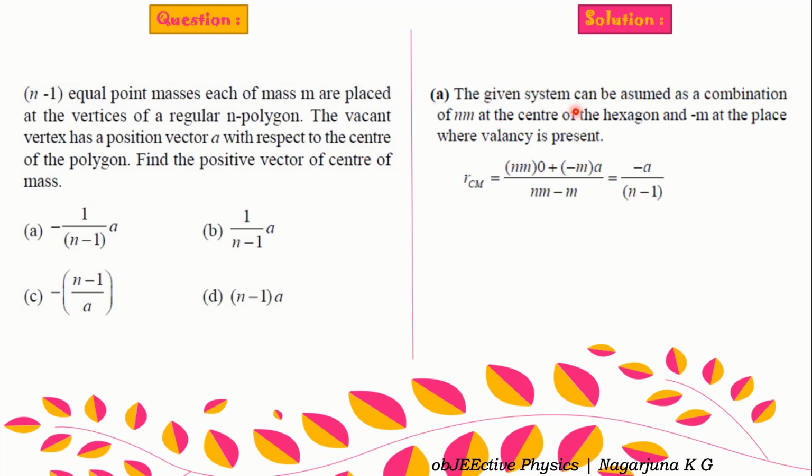The given system can be assumed as a combination of Nm at the center of the hexagon and minus m at the place where the vacancy is present. According to the formula, RCM is equal to (m1 r1 plus m2 r2) divided by (m1 plus m2). By substituting the values, we will get minus A by n minus 1, that is, option A is the right option.